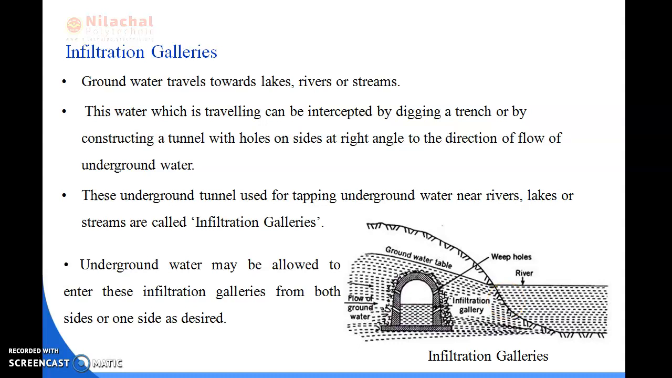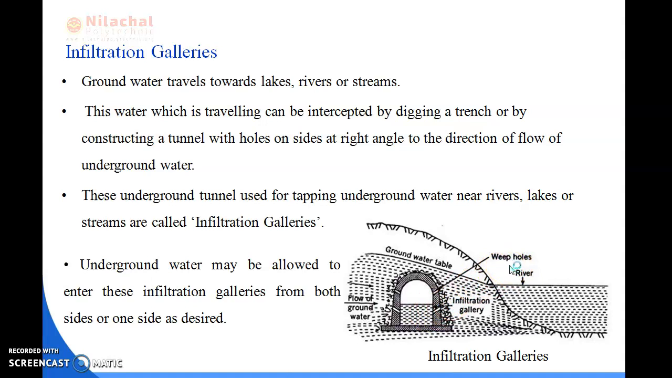We can also say that the infiltration galleries may be constructed with masonry or concrete, with the weep holes of 5 cm into 10 cm, as you can see shown here in the diagram.